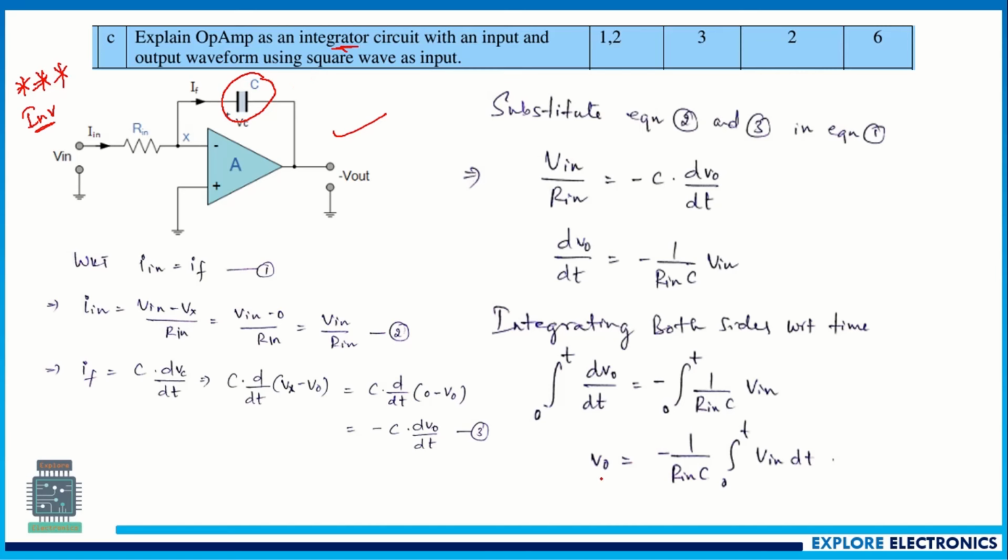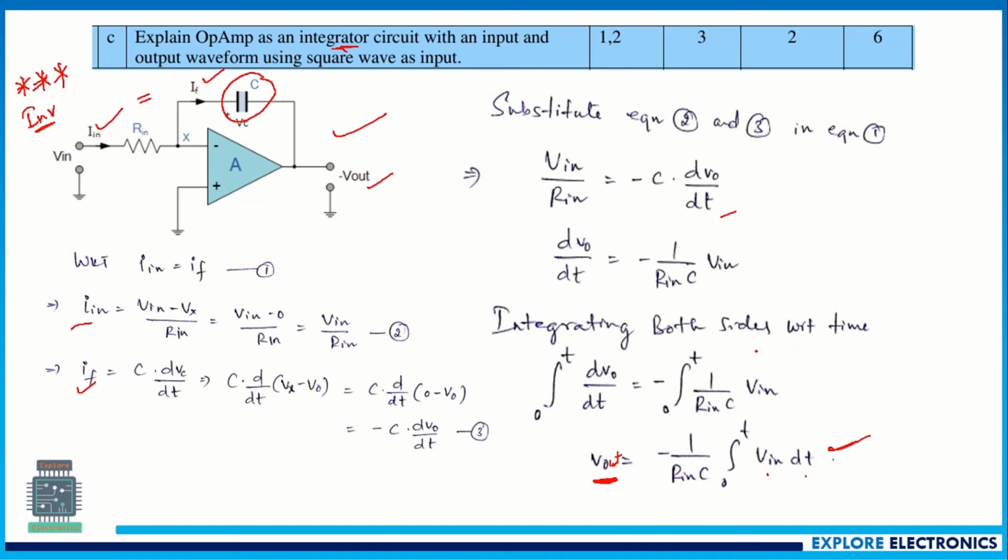Here also you need to derive the expression for Vout or V0. You need to derive the expression for Vout. This is the integration of Vin into dt. How do we derive it? Again by taking I_in and I_f into consideration. I_in and I_f are equal. We need to equate these two. Then we get this expression.